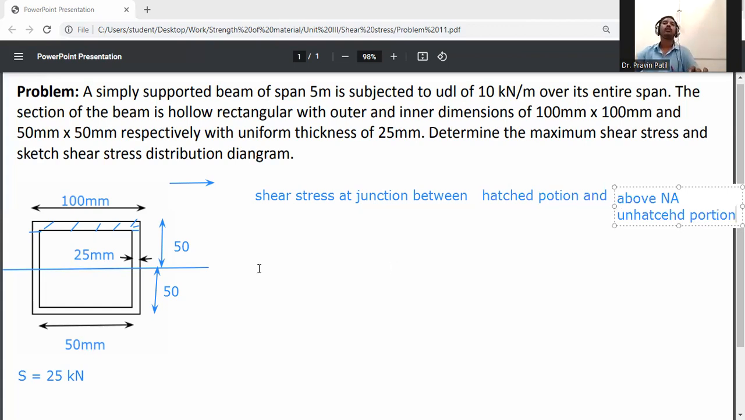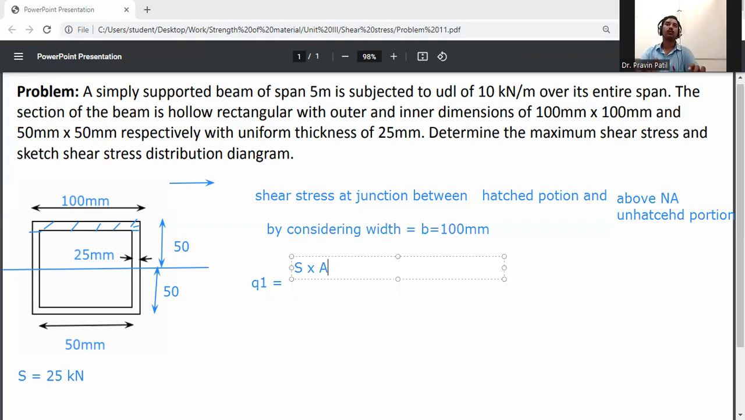So Q1 is equal to, by considering width B is equal to 100 mm. Q1 is equal to S into A into y bar divided by I into B. The shear force we calculated is 25 kilonewton.